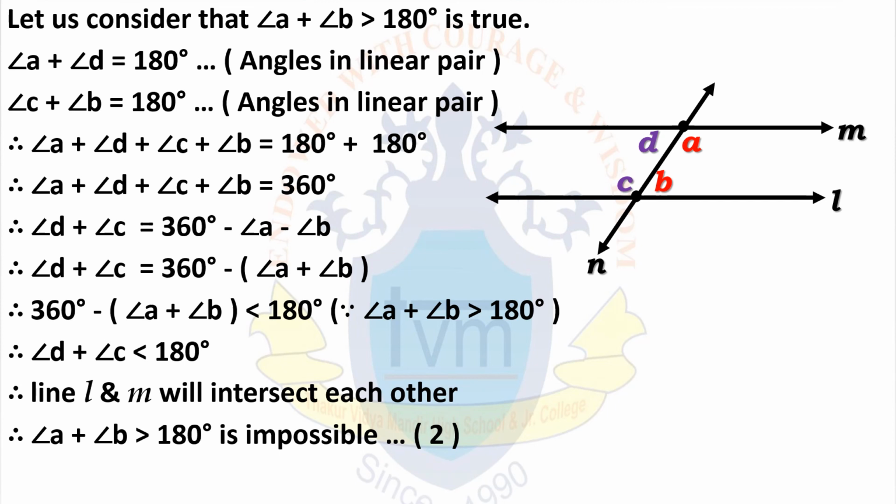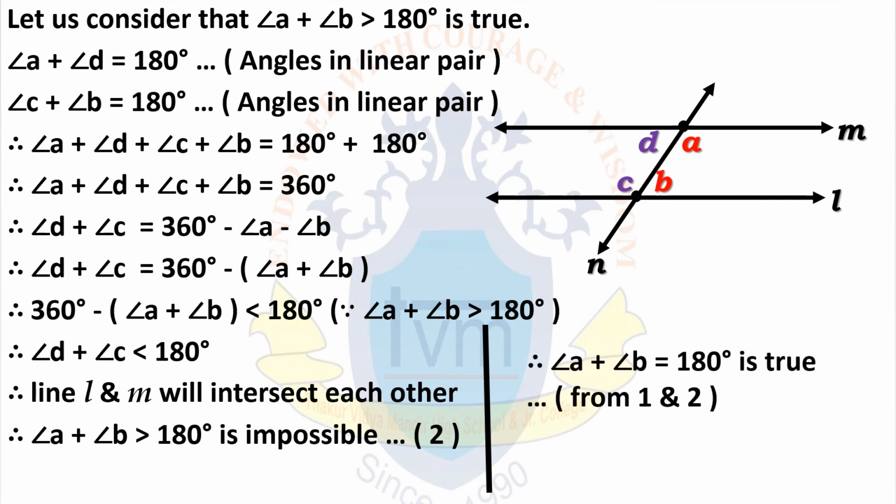That would be equation number 1. What was equation number 1? Angle A plus angle B less than 180 degrees is impossible. And now equation number 2: angle A plus angle B is greater than 180 degrees is impossible. So we are saying here that angle A plus angle B is less than 180 is incorrect, and angle A plus angle B is greater than 180 degrees is also incorrect. Therefore angle A plus angle B equals 180 degrees is true from 1 and 2.